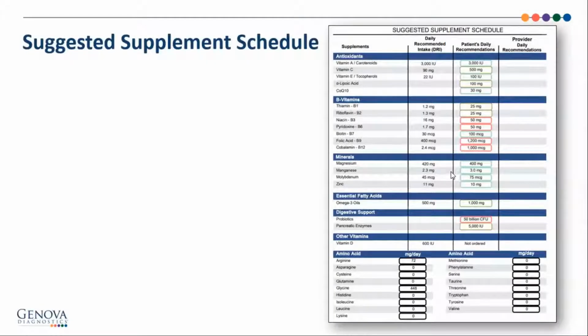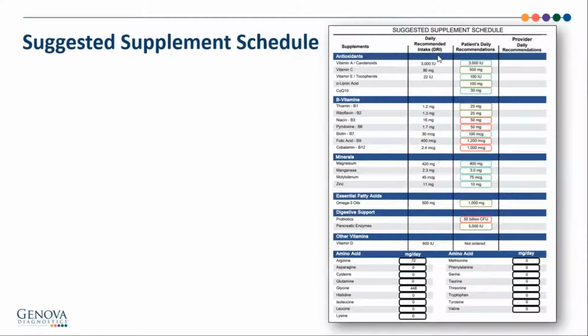So this is the suggested supplement schedule. And just to get a quick look, here again are the antioxidants, the B vitamins, the minerals, but we also add the essential fatty acids, digestive support to this. Now, there are 3 columns here. The first is the daily recommended intake, or DRI. To be transparent, I don't spend much time on that.